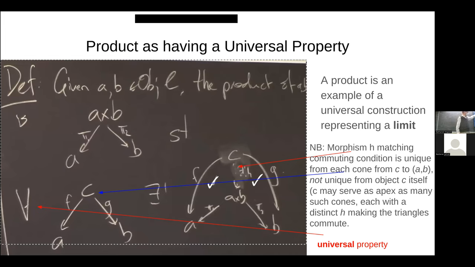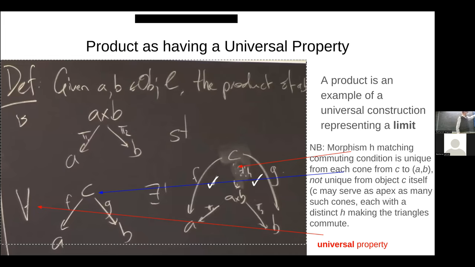And the deal is that any other object that can give you A and B can be boiled down to something that gives you an A cross B. And that's all you need. Like F and G, all the information about them is packed in here, in A cross B.